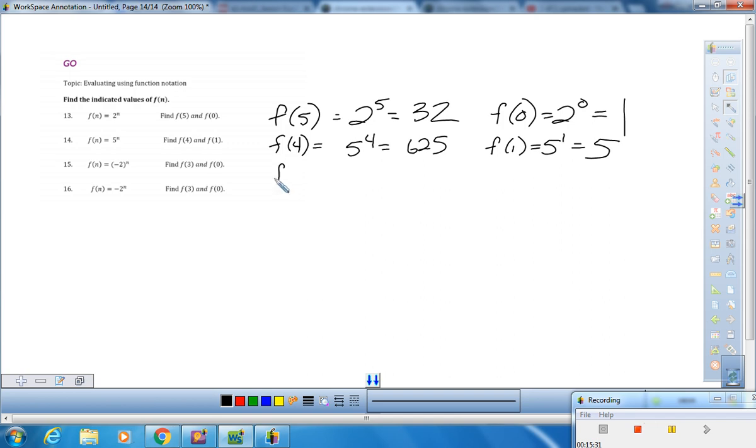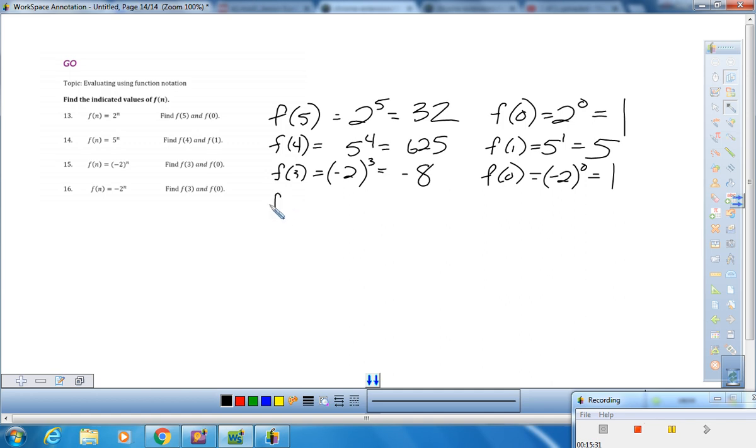15, f of 3. Well, that's negative 2 to the 3rd power. Well, we do parentheses before we do exponents. So that's negative 2 times negative 2 times negative 2, which is a negative 8. f of 0 is negative 2 to the 0, which is positive 1. Anything to the 0 power is positive 1.